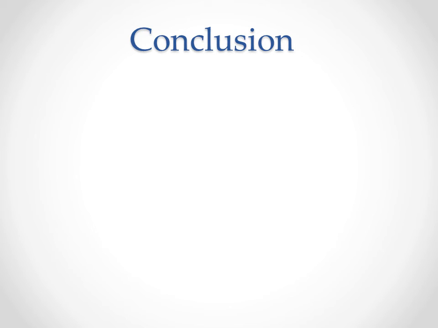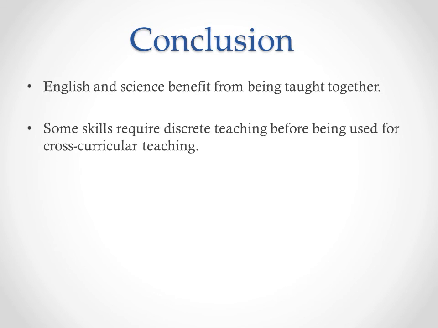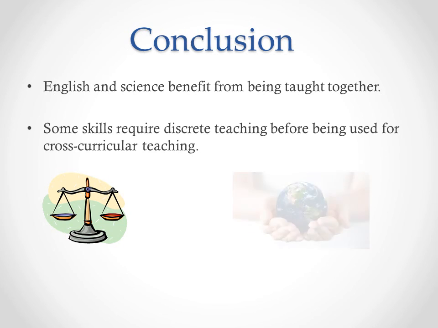This presentation has illustrated how English and science can benefit from being taught in a cross-curricular way, provided that the aims and objectives are clear. However, there is also need for teaching discreetly, as some skills require fostering through discrete teaching before being applied. Topics that do not have clear links should also be taught discreetly. In conclusion, I believe there is a balance of discrete and cross-curricular teaching that enables children to better understand the world around them.